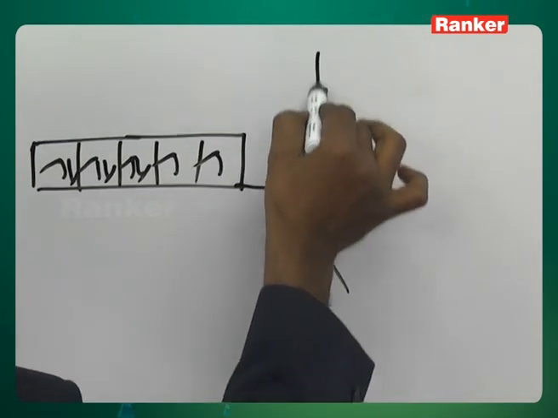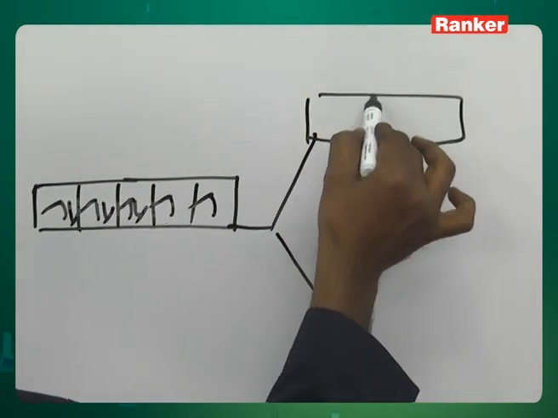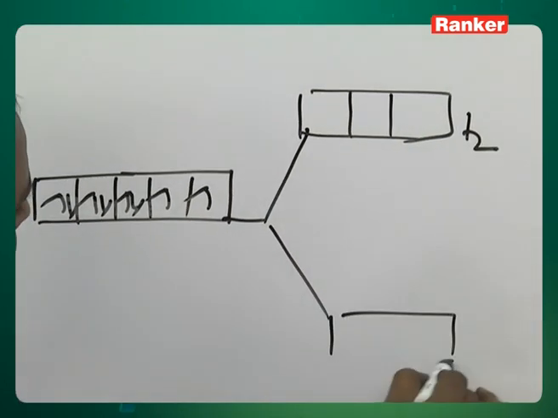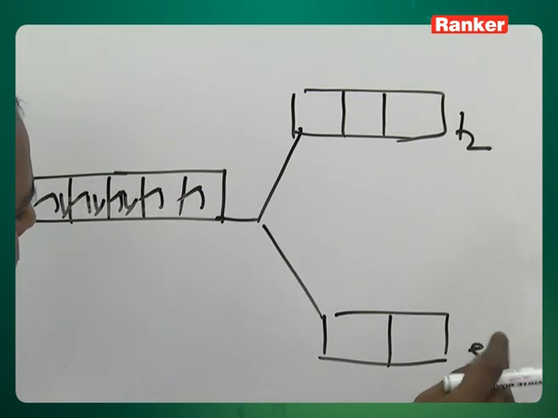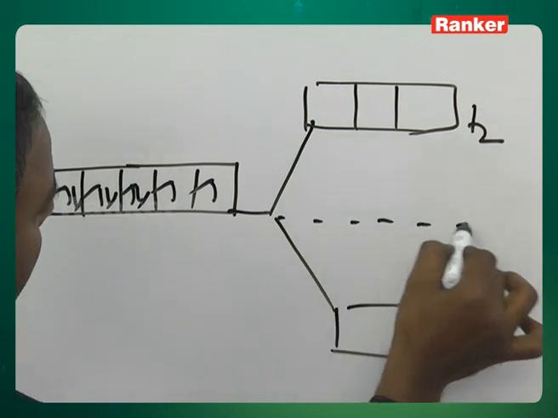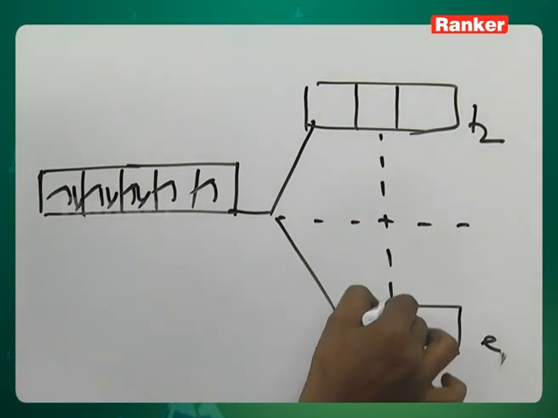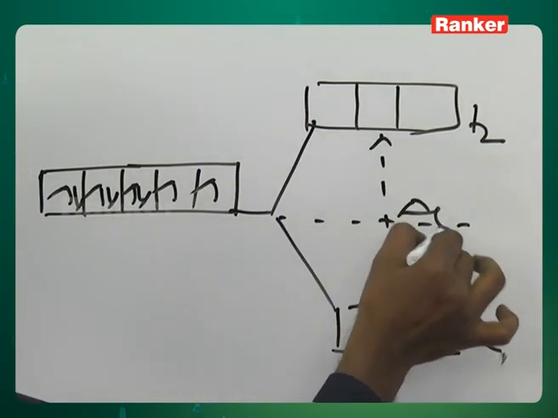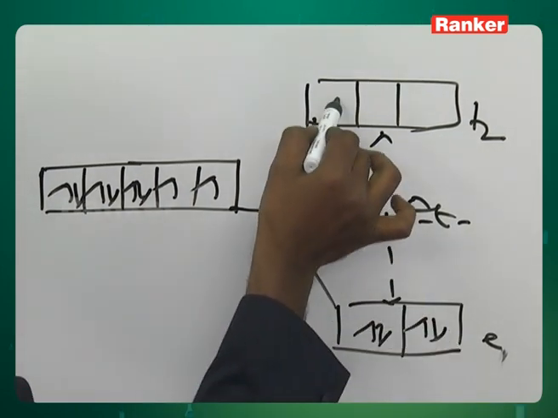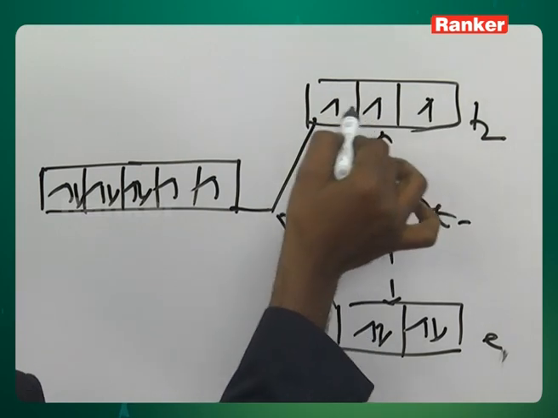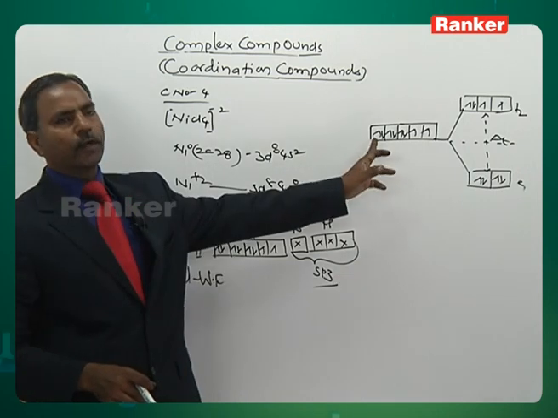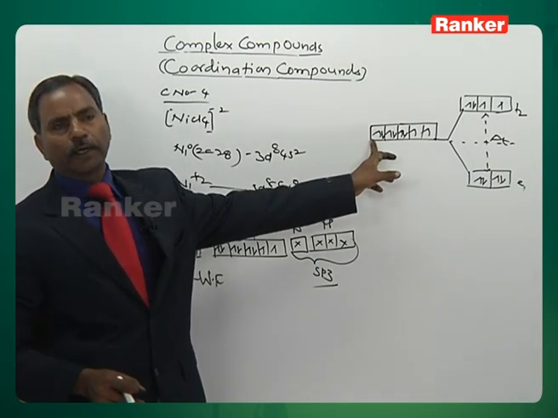Tetrahedral, recollect, splitting is reversed. Higher energy level is what? T2 is the set of orbitals at higher energy, and E is the set of orbitals at lower energy. Let me write E and T2. The difference between these two we represent by delta T. Arrangement of electrons: 1 2 3 4 5 6 7 8. This is the splitting of d orbitals in tetrahedral geometry.